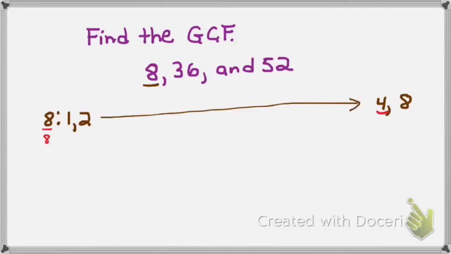So those are my factors. 1, 2, and 4 are the factors of 8. My next number is 36. So I'll write that down just to focus on it. And in this problem I have a third number, which is 52. So I wrote that down as well.